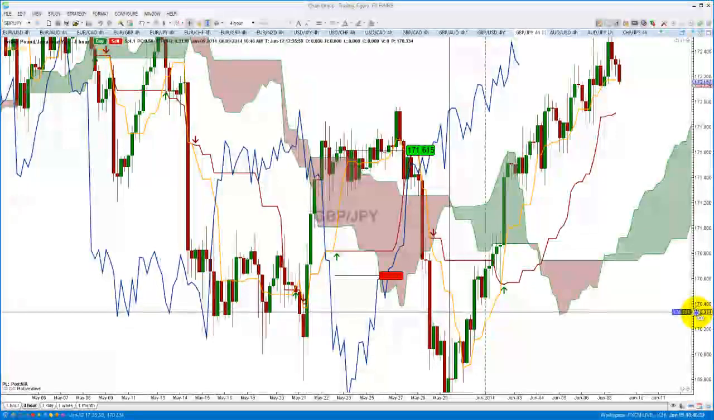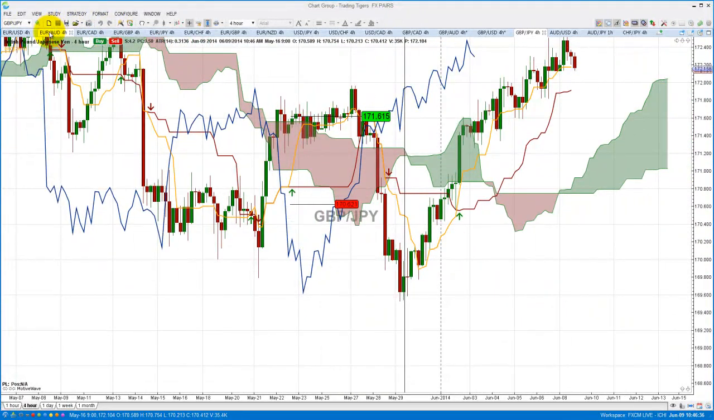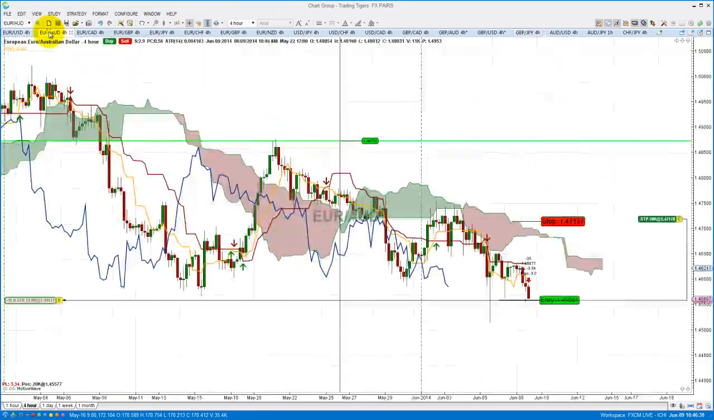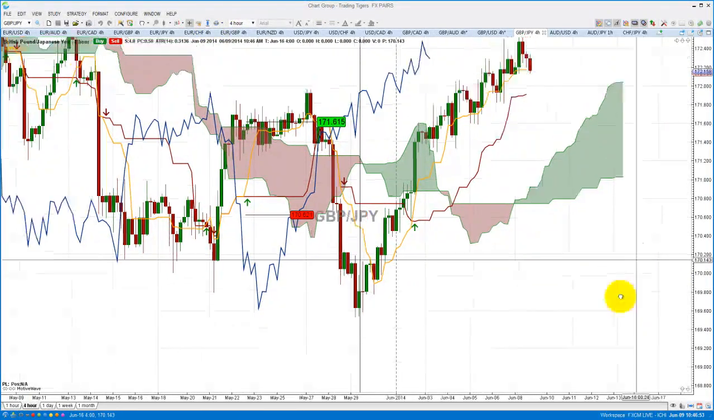Look at that. One of our trades has kicked in. That's the euro dollar for a short sell. So we're in that trade right now to sell. Let's go back to our pound Japanese yen. Pound Japanese yen, look at that. Look how tempting that was.